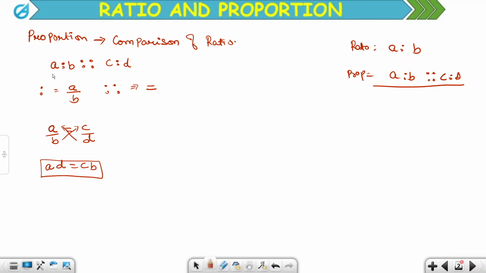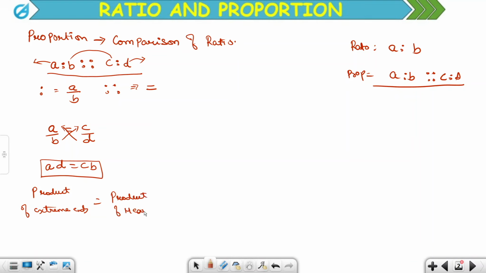If you observe in this proportion format, A and D are in the ends. So similarly, A and D are in the ends, and we are multiplying. Product of extreme ends is equal to, see here, C and B are in the middle. So product of extreme ends is equal to product of means. Okay, product of extreme ends is equal to product of means.